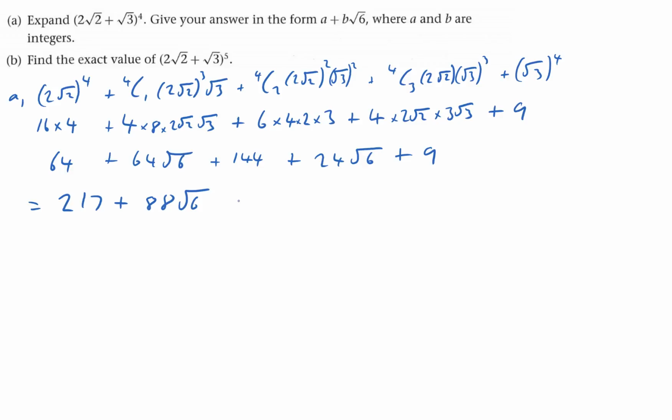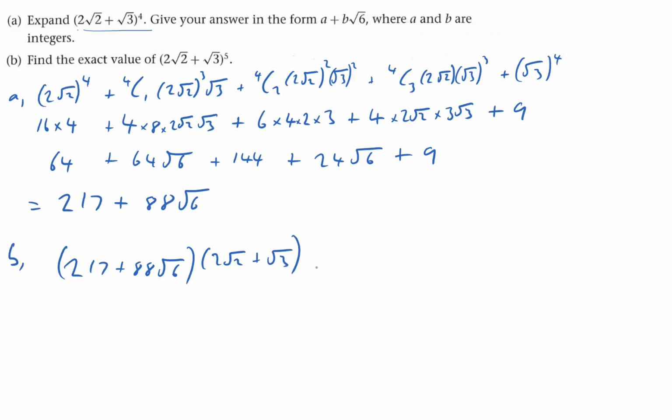Done that bit. And now I've got to find the exact value of this to the power 5. Well, I could go and expand it the same sort of process, but I know what it to the power 4 is, so all I've got to do is take this value, which is what I've just worked out, 217 plus 88√6, and times it by just one more of those, so 2√2 plus √3.